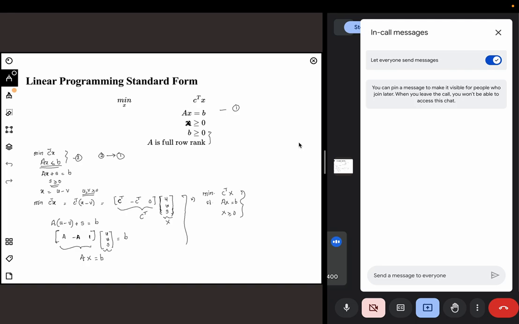Again, A and A will be different. So the A here is this one, and the A here will be this particular one here. And similarly, x will also be changed. x will be some vector here. But this is the standard form.